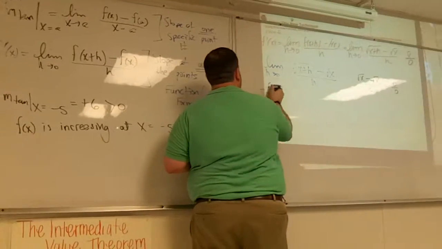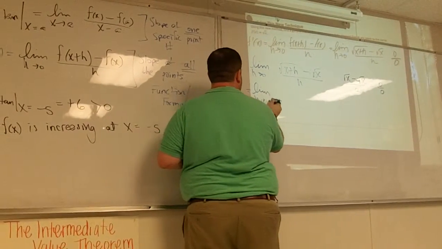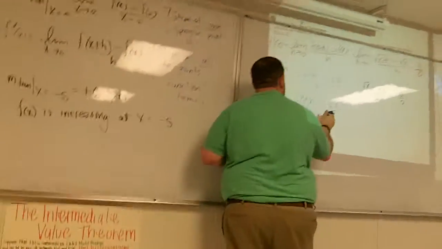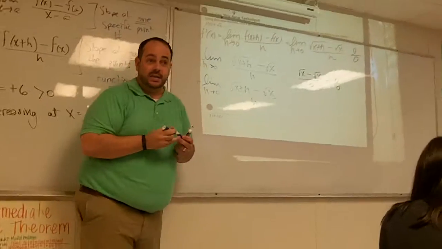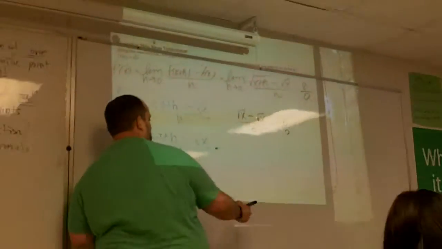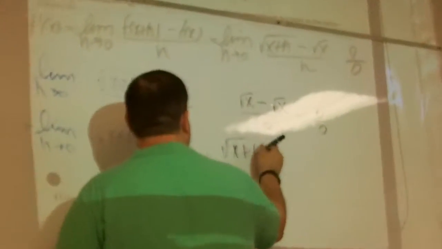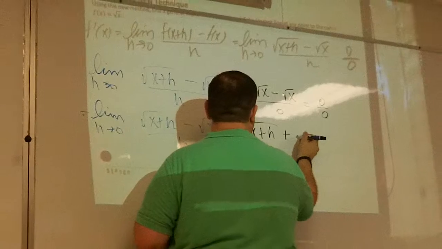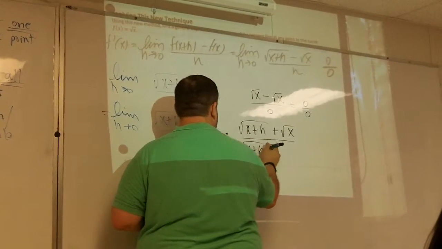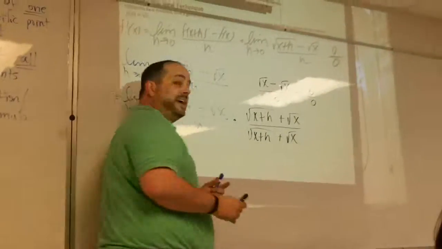Okay, so I hear you saying you're going to want to multiply by fancy 1. I agree. I need to hear what that fancy 1 is. The conjugate. What's the conjugate for this problem going to be? Square root of x plus h plus the square root of x over square root of x plus h plus square root of x. Okay, love it. And that is fancy.